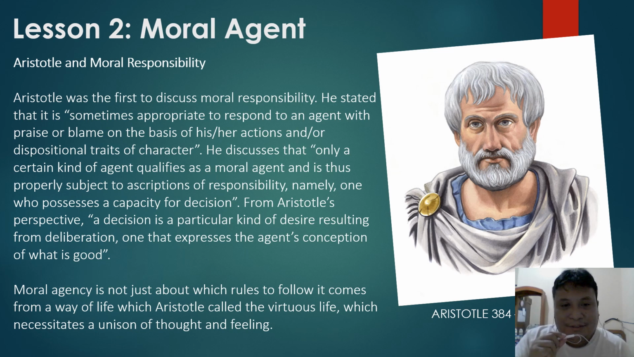His moral character. So he discusses that only a certain kind of agent qualifies as a moral agent and is thus properly subject to ascriptions of responsibility, namely, one who possesses a capacity for decision. So it's just the same as before. A decision is a particular kind of desire resulting from deliberation, one that expresses the agent's conception of what is good. So moral agency is not just about which rules to follow, it comes from a way of life. That is why Aristotle devises a virtue ethics, a virtuous life, which necessitates a unison of thought and feeling.